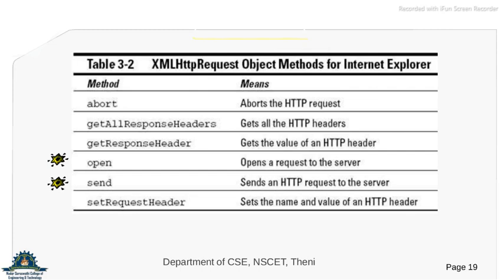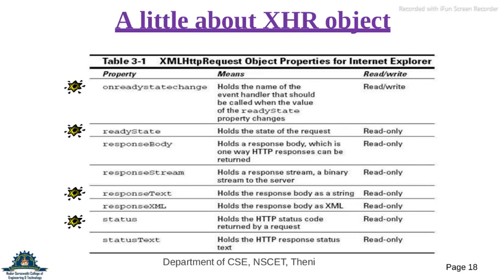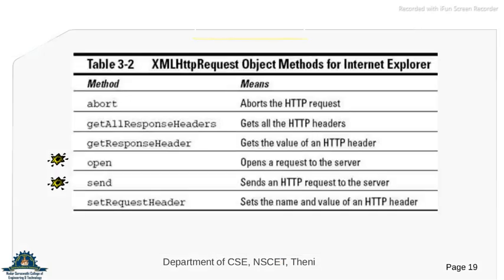Okay, why I have said these things are like the diagram. You can look at the diagram once again. So here in JavaScript, what are the objects created? For XMLHttpRequest, you are just creating an object. So you should be very familiar with what are the methods that you can use for that particular object.